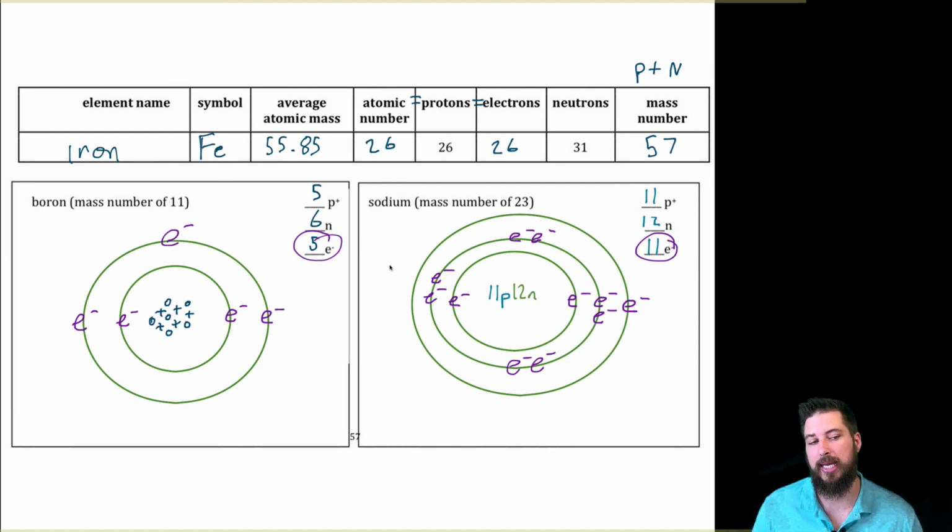And so take a look at the boron model and take a look at the sodium model. Notice how you can either write the positive charges or you can write 11p, the number of protons. You can do either way.